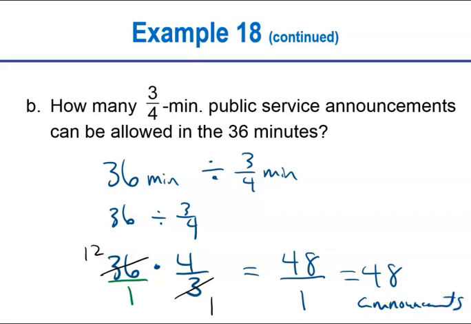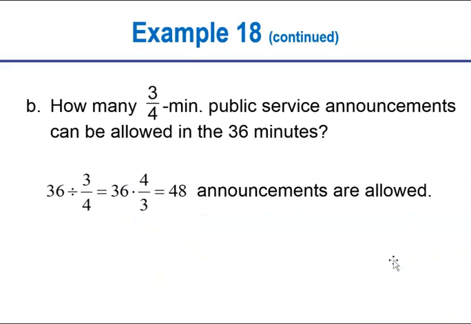I'm just going to make that ugly. That says announcements, right? Probably got this typed up too. Let's check it out. There we go. 36 divided by 3/4, which is the same as 36 times 4/3. Again, keep, change, flip. Gives me 48 announcements.